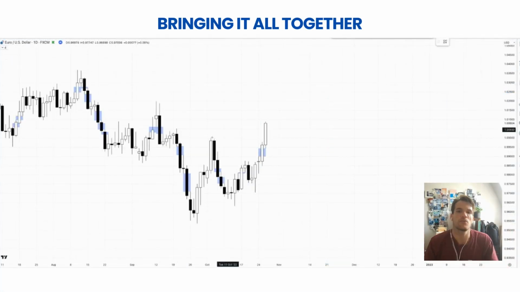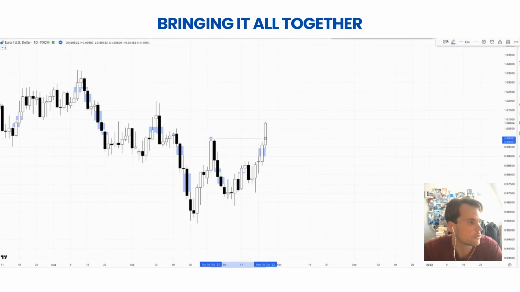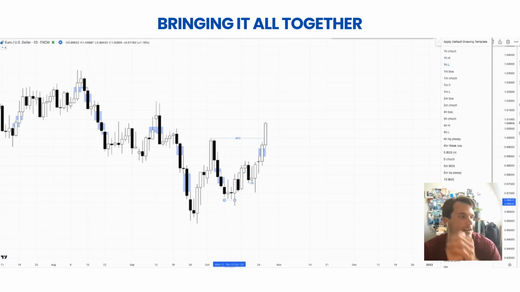Hey guys, I wanted to bring it all together for you now. So what I'm going to do is I'm going to be backtesting Euro USD on the daily chart. I normally enter my trades on the 15-minute chart, but just for ease and so you can fully understand the process and that this works on any time frame, especially with Euro USD, I really wanted to show you that. So you can see me annotating here.